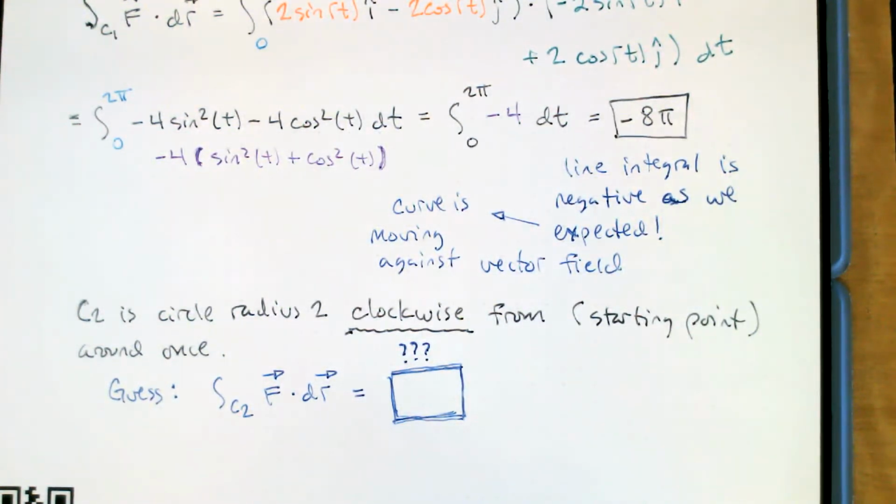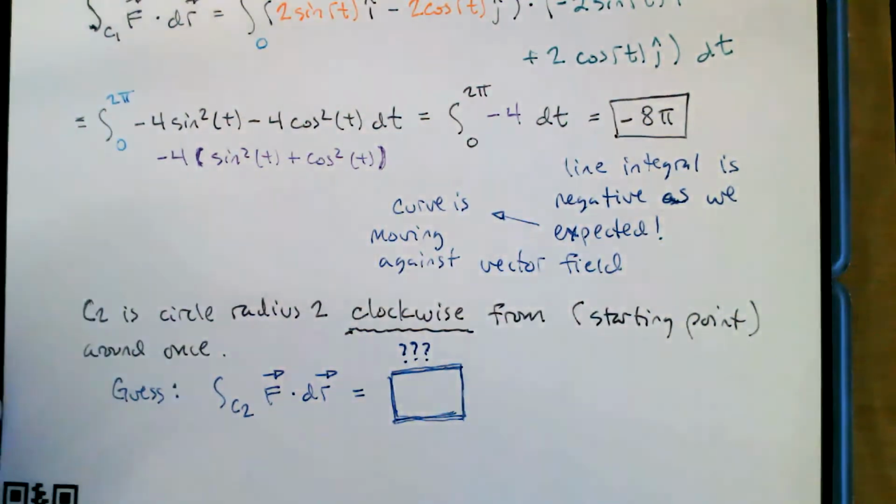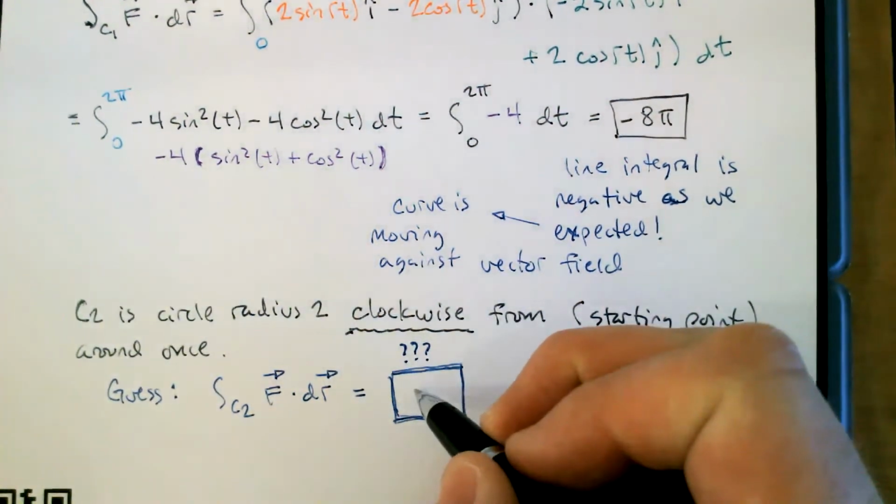Let's think about that. Go ahead. 8 pi. We're going the other direction. If we're just changing the direction, there's nothing that should indicate that the magnitude should change. We're just changing the sign. We're going in the opposite direction. So 8 pi would be an awesome guess.